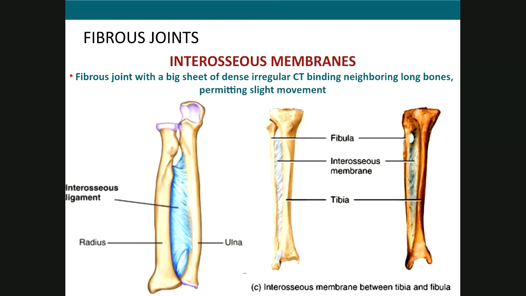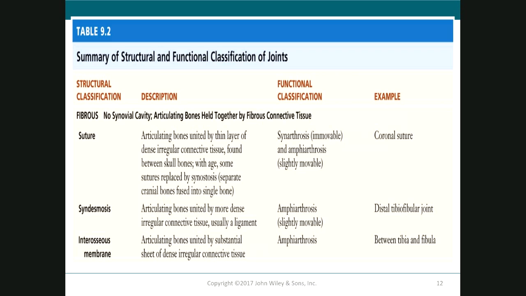The third type of fibrous joint is the interosseous membrane. So this is a band of dense, irregular connective tissue binding neighboring long bones. In this case, we have the radius and the ulna, and also between the tibia and the fibula. So this is that interosseous membrane, and we want some movement in this membrane. So it's amphiarthrosis when we're twisting our hand, putting our palm superior and inferior, or we're twisting our ankle internally or externally. There should be movement there.